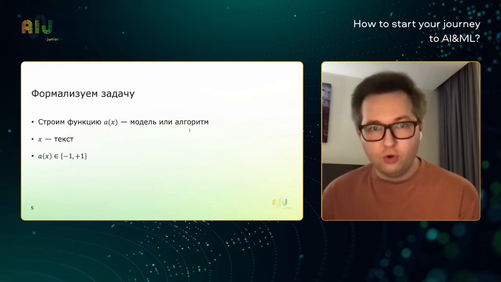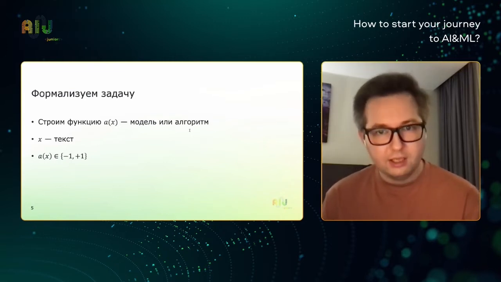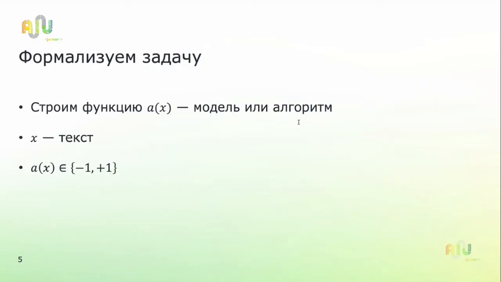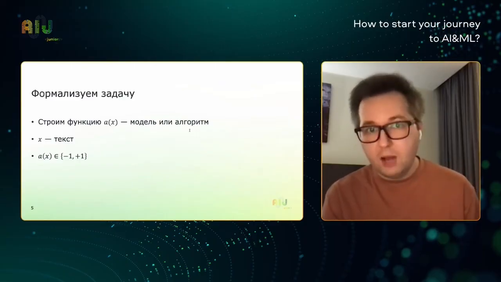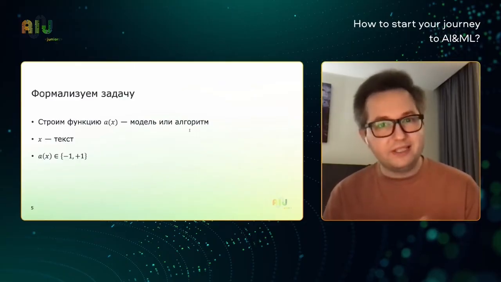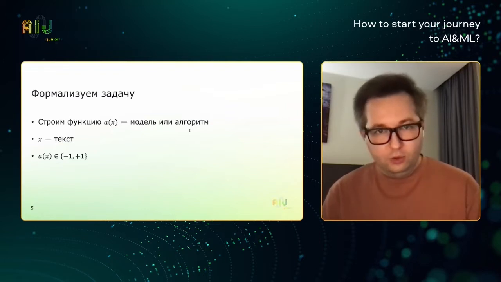So let's just articulate the task. We want to set up a function, a of x. We can call it a model or an algorithm. These are synonyms. This function, as an input, takes a piece of text, and as an output, it gives us one of two numbers, -1 or +1: -1 if the text is negative, +1 if the text is positive.